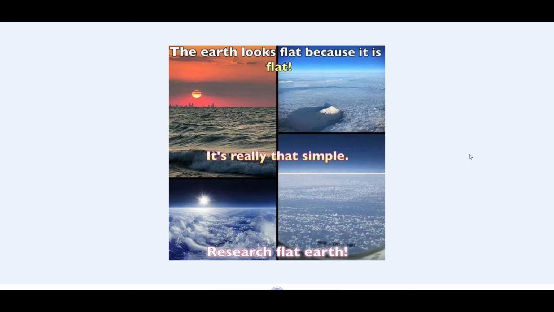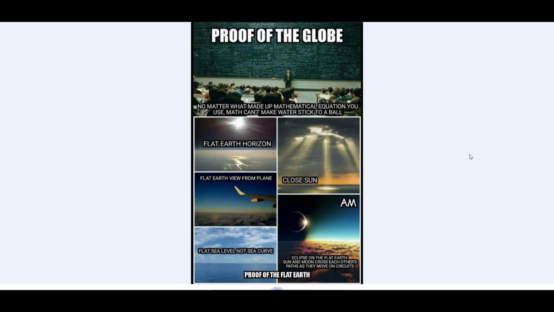At sea level, above the clouds, above the sea, and in space. Proof of the globe: no matter what made up mathematical equation you use, math cannot make water stick to a ball. It cannot make water stick to a ball in pause mode. But what if the ball spins at 1,000 miles per hour? Flat Earth horizon, flat Earth view from plane, flat sea level, not sea curve, close sun, eclipse on the flat Earth, sun and moon cross each other's paths as they move on circuits. Vibes of Cosmos explains this very well.